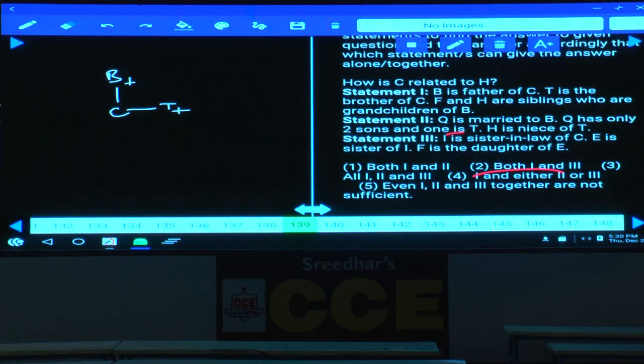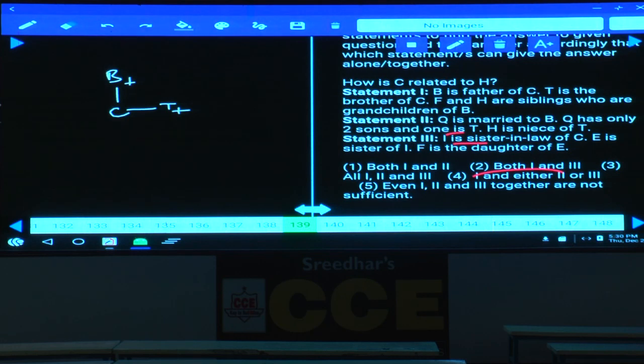Then coming to condition number 3, I is the sister-in-law of C. E is the sister of I. F is the daughter of E. Now, do we have any information regarding this? No, because for sister-in-law we can have two different possibilities.